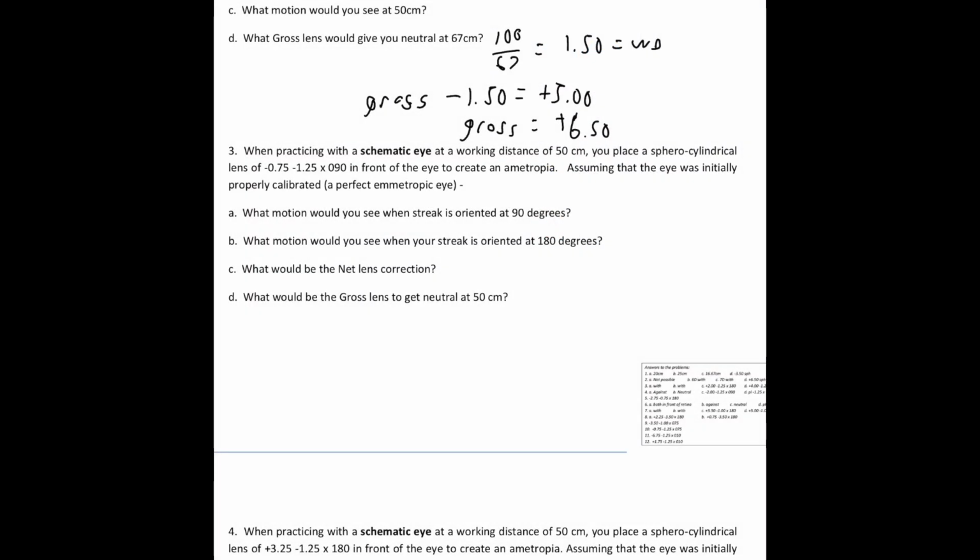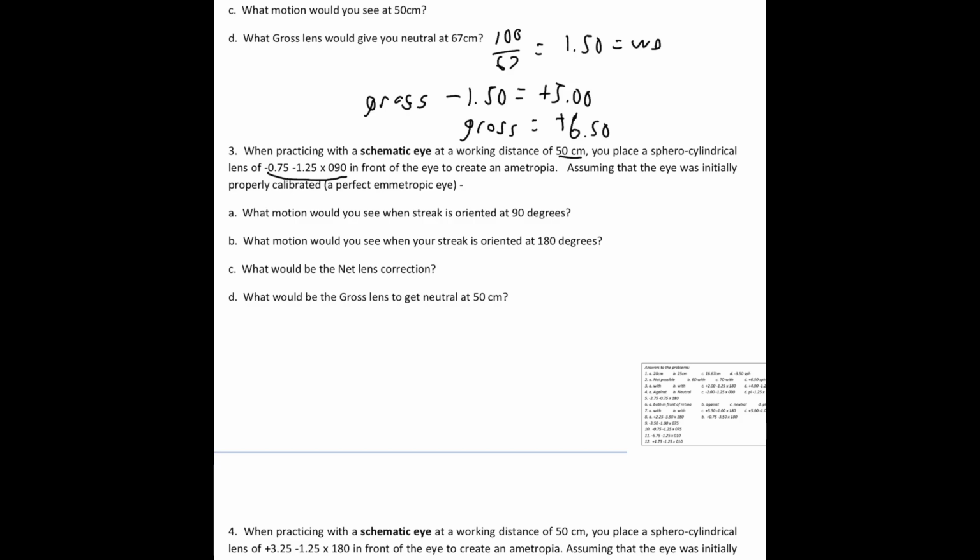Okay, and then we'll move on to number 3. So we have a schematic eye. We're working at 50 centimeters. And we place minus 0.75, minus 1.25, axis 90 in front of the schematic eye. So before we even tackle any of the questions, let's figure out what the refractive error of the schematic eye is.